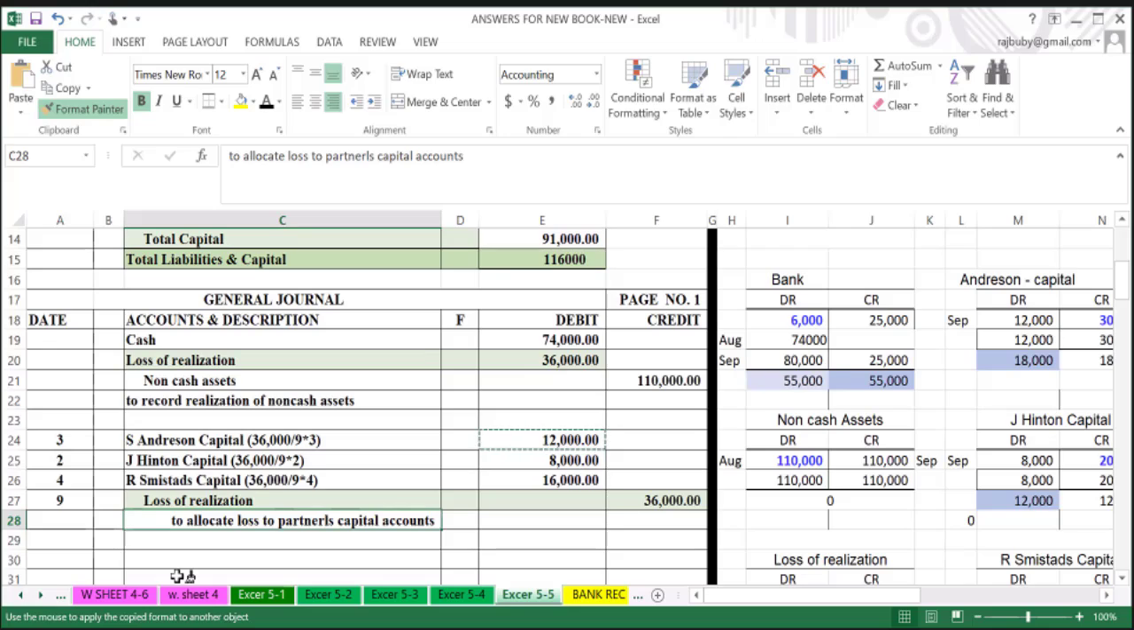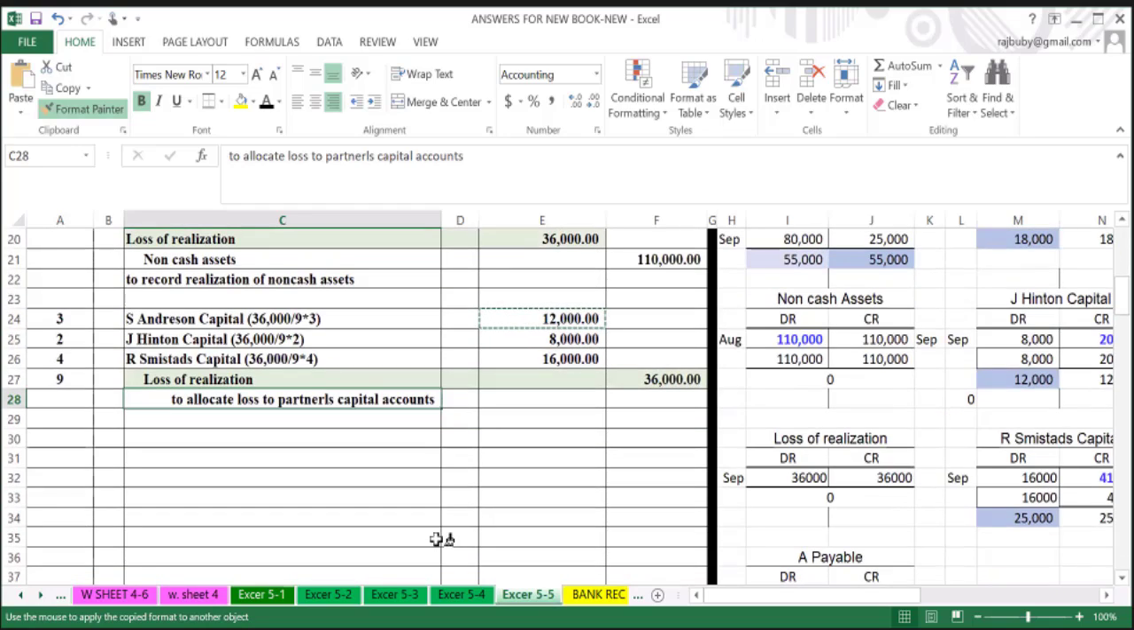The third question is payment of liabilities. Their liabilities are $25,000, and they have cash 74. They are going to pay liabilities. And when you are paying, cash is going to be credit, accounts payable is going to be debit, right? Right.